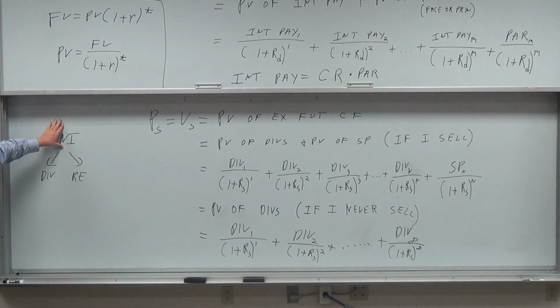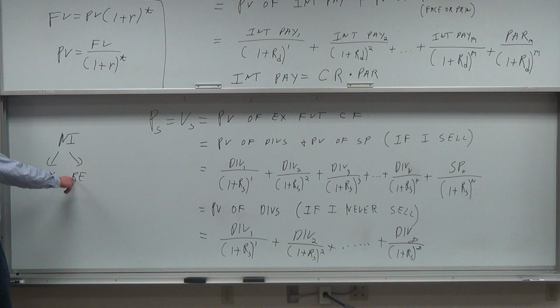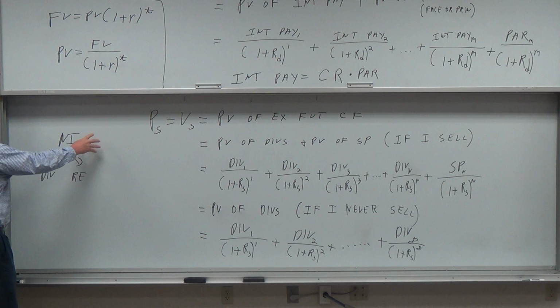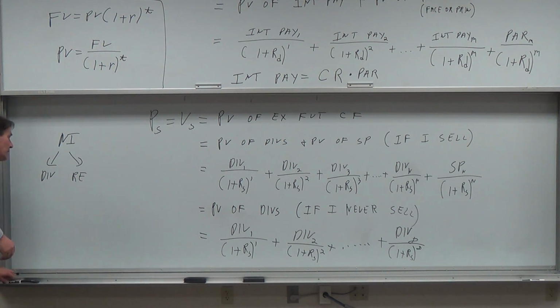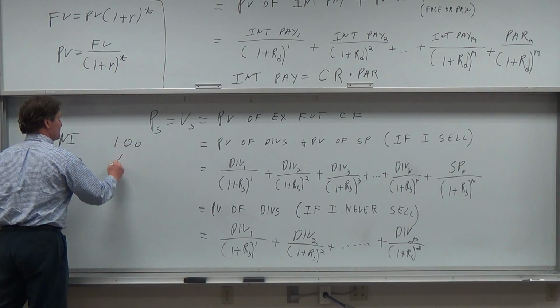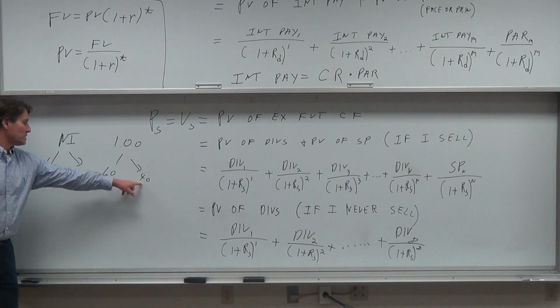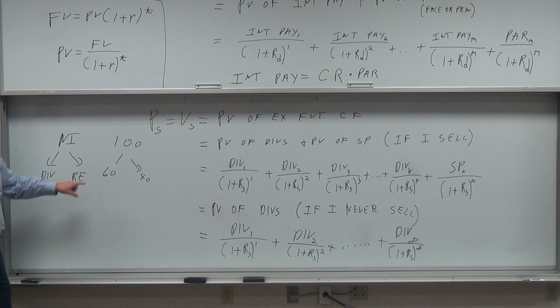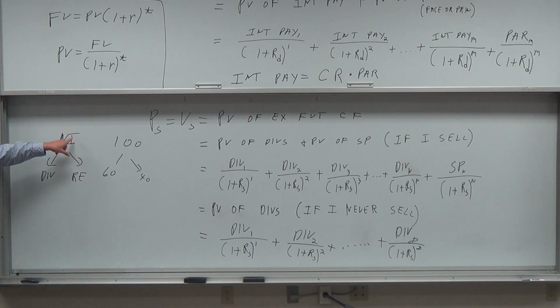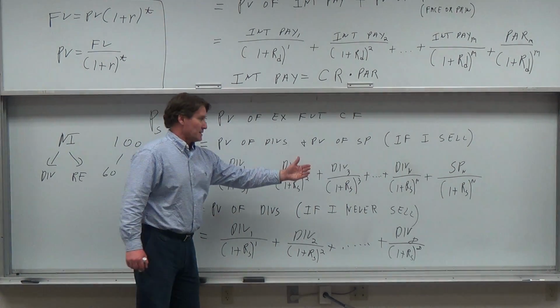So net income belongs to shareholders. I pay out a dividend. Whatever's left over is what I retain. So from your accounting class, retained earnings is what's left over of net income after we pay dividends. So a company earns $100, it pays out a $60 dividend, it retains 40. So retained earnings is what's left over of net income after we pay dividends. Okay? So we take those dividends and we discount those back.